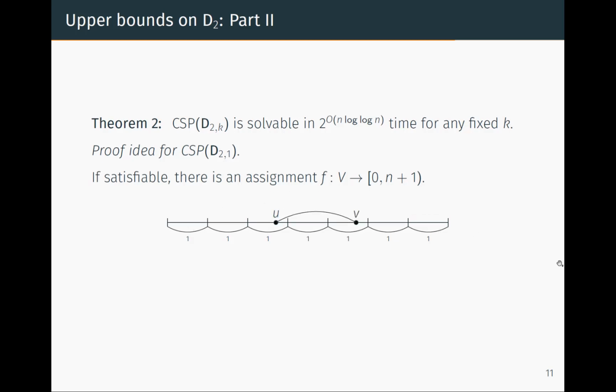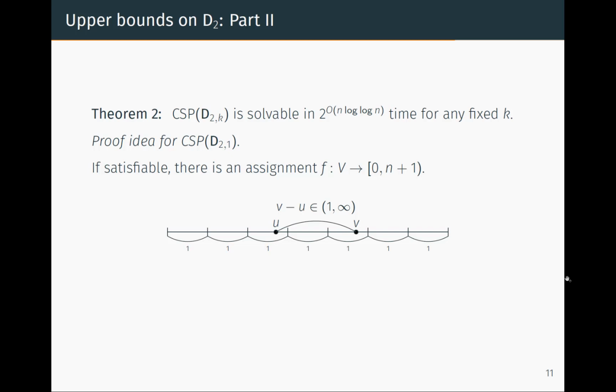Consider 2 variables, such that there is at least one bucket in between them. Then we know that the only relation that can hold for these 2 points is this relation, v minus u is within from 1 to infinity. And why is this good?